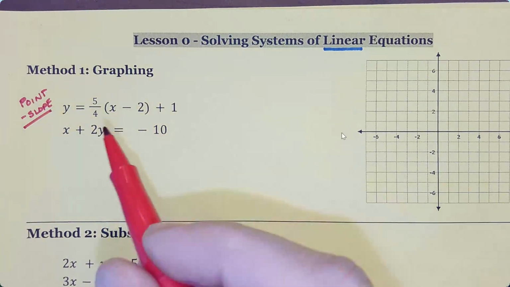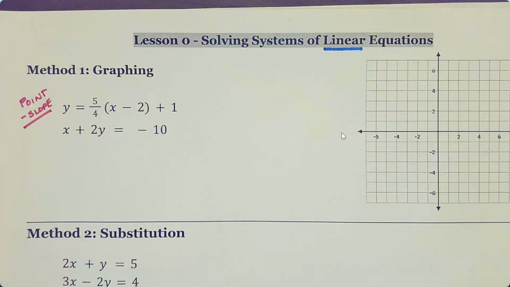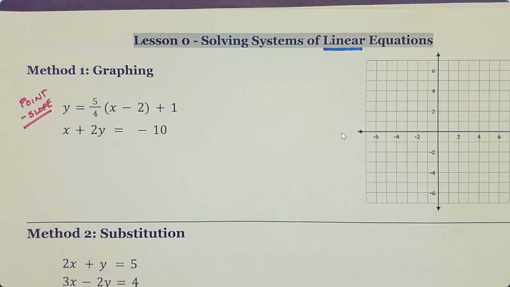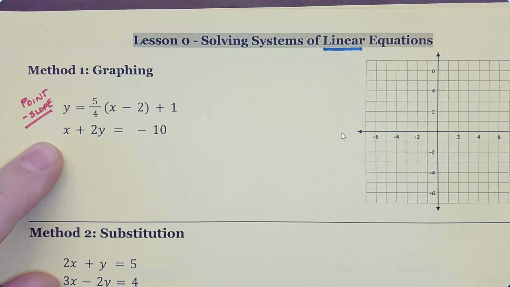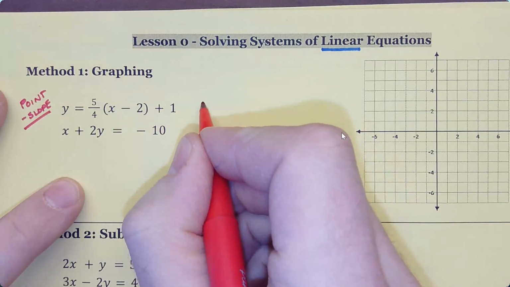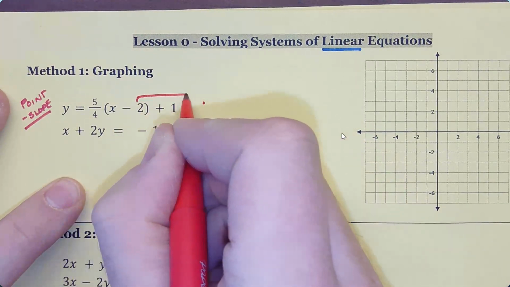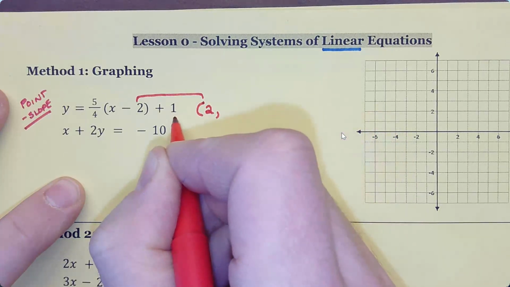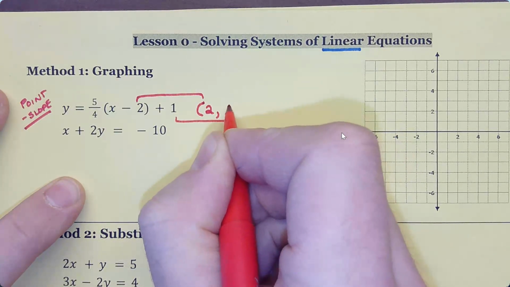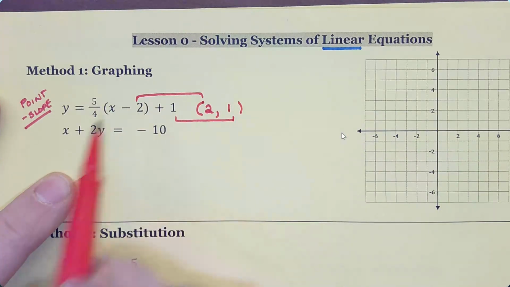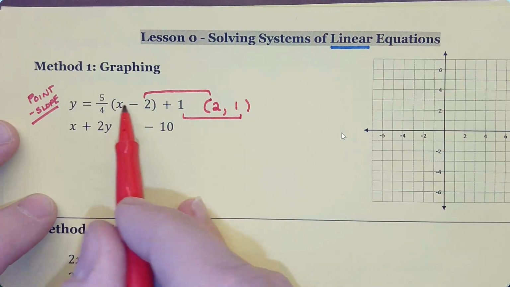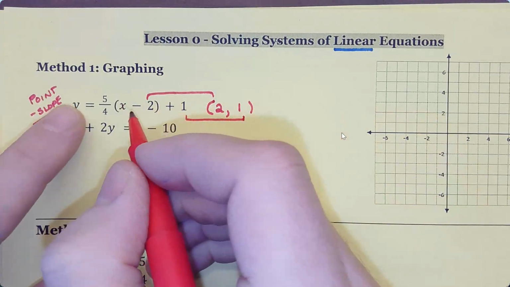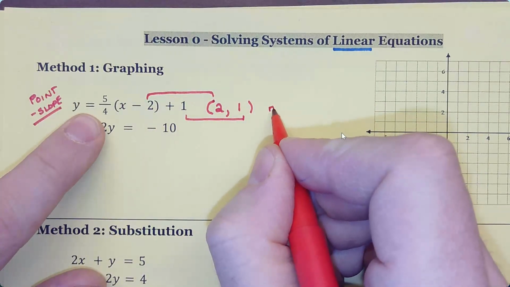But before I go any further, I should mention that system means that we are looking for the point where these two lines intersect. So this is in point slope form, and that means that we can identify a point where the x value is 2 and the y value is 1. We know that it passes through that point. You can check. If you plug 2 in right here, you'll get 0 plus 1 is 1. And then this number in front right here, that is our slope.